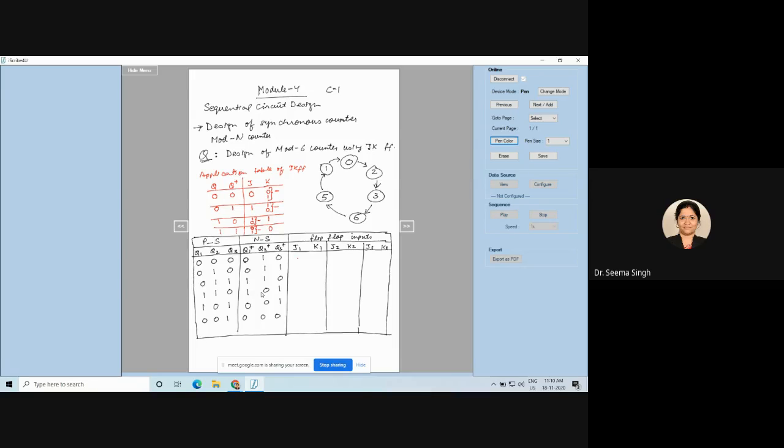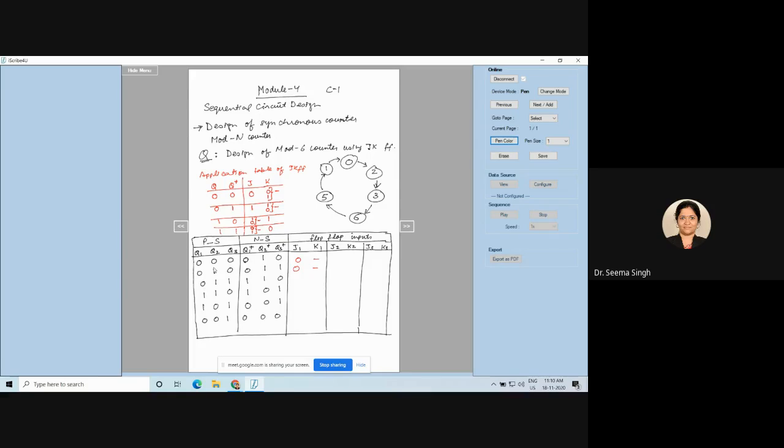0 to 0 is? What should I write here for J1 and K1 using this application table? 0 and X. Correct. We should write 0 and dash. The first row is being used here. 0 to 0 is 0 and dash. Now next is what? Again 0 to 0. So again copy paste 0 and dash.